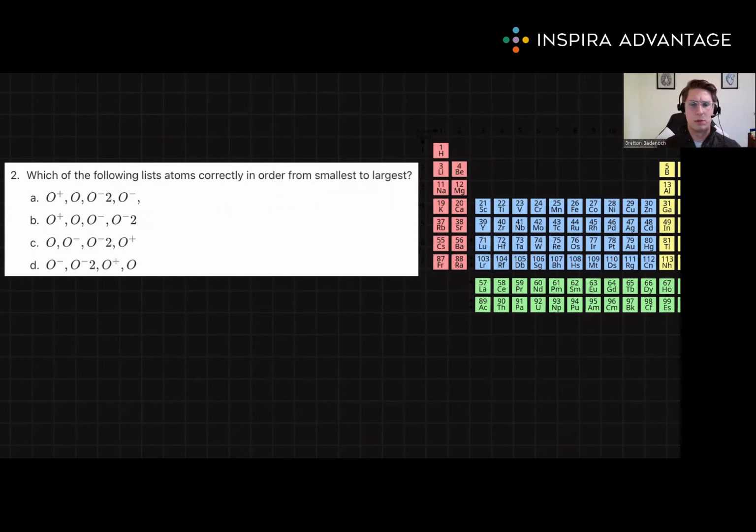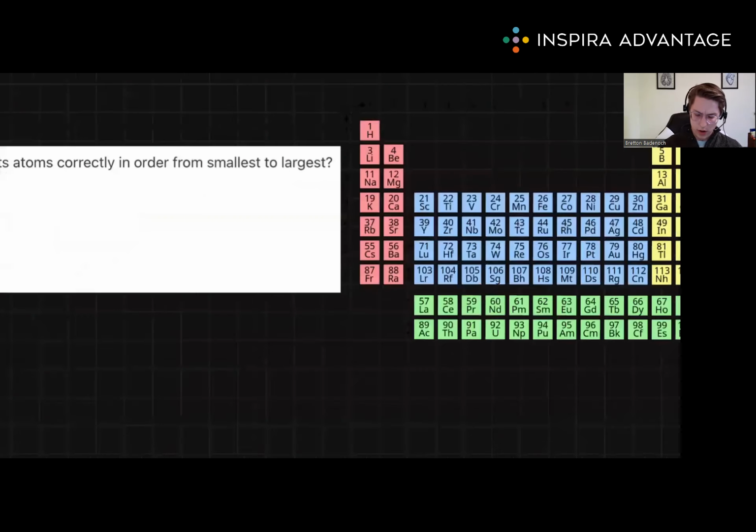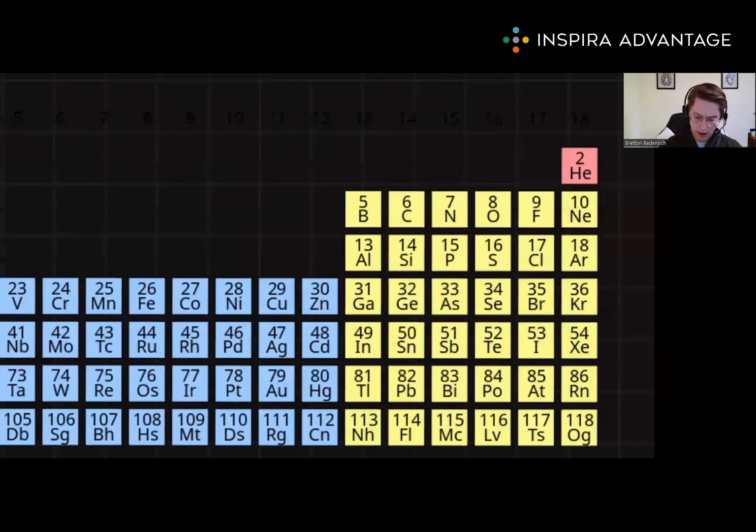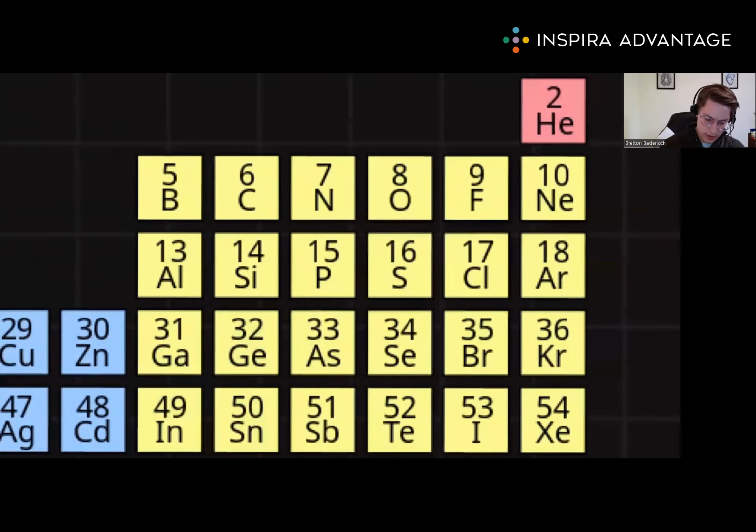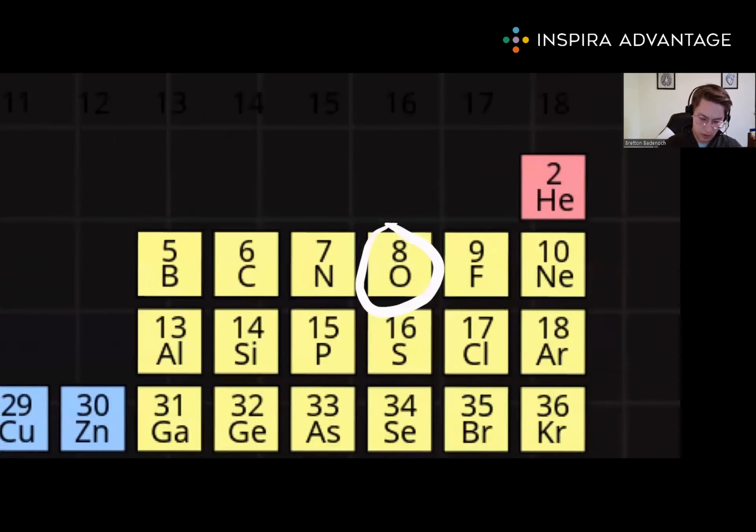First, let's talk about plain old neutral oxygen. It's going to have 8 electrons and 8 protons. We know this because if we zoom in on oxygen here, we see that it has 8 protons right here. This number tells us the amount of protons, and since it is uncharged, it must have 8 electrons.